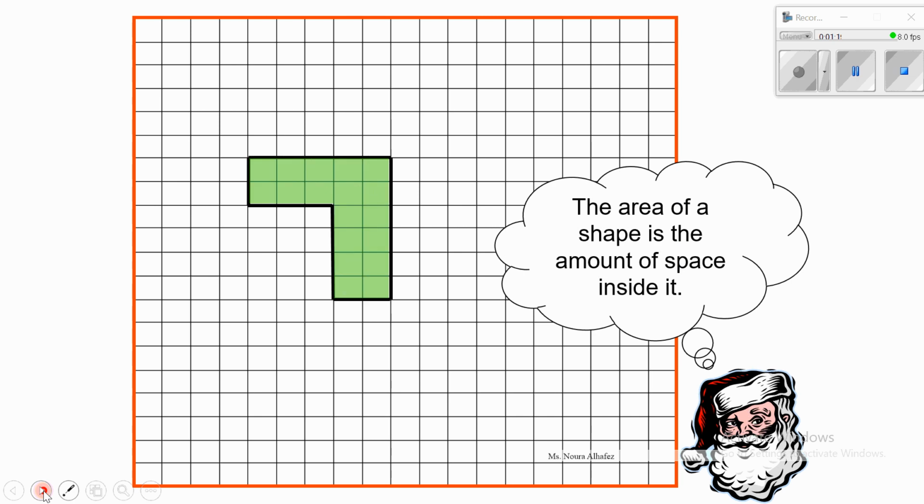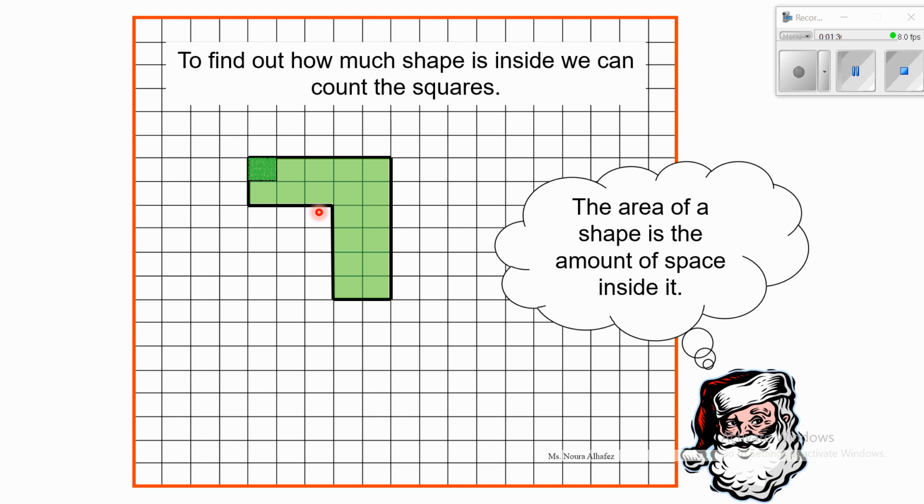So let's remember together, if I have this shape and I want to find the area of this shape, I have to count the squares inside. What does that mean? I have to count 1, 2, 3, 4, 5, 6, 7, 8, 9, 10, 11, 12, 13, 14, 15, 16, 17, 18. So the area here is 18 square units.